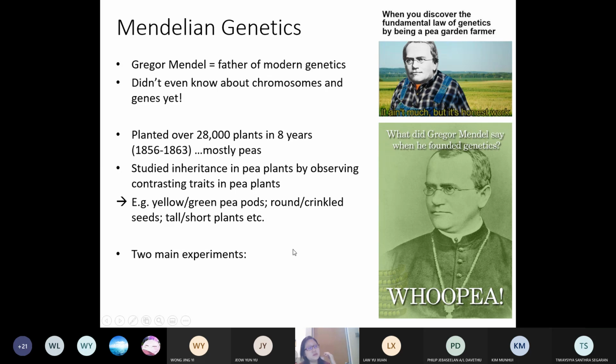He did 2 main experiments, which I think you already have learned, but we're going to do it again because you probably have forgotten. And again, foundations are important. 2 main experiments. Number 1 is a monohybrid cross, and number 2 is a dihybrid cross. In a monohybrid cross, we deal with one gene, one trait. In a dihybrid cross, we deal with 2 genes. And we're going to cover both today.